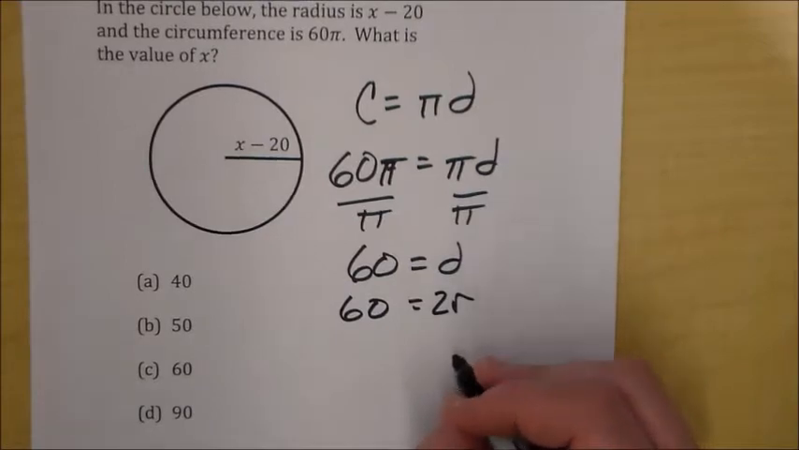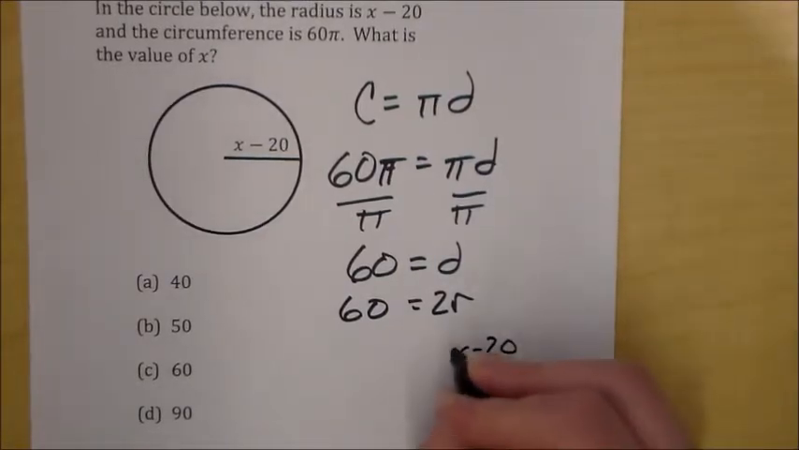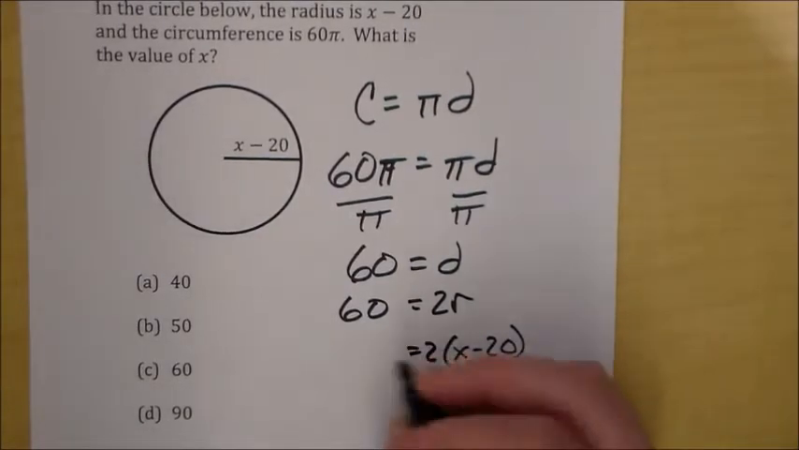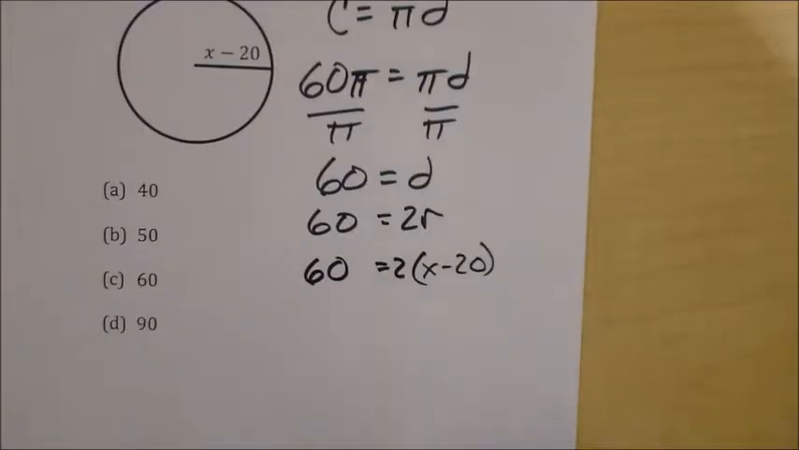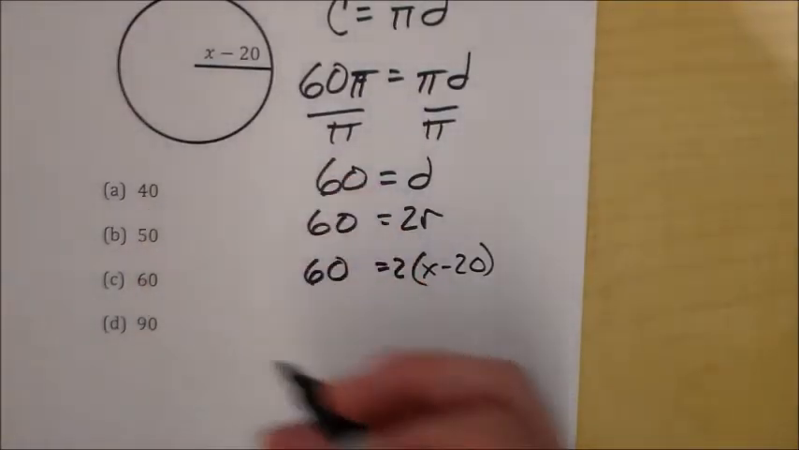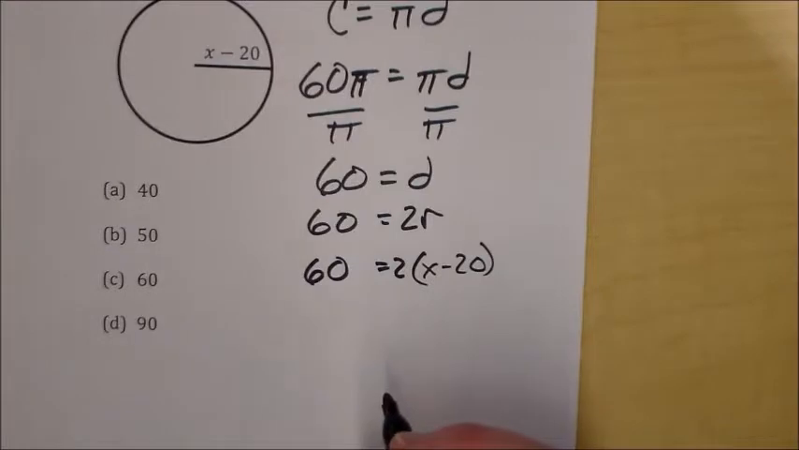Your radius is x minus 20. So 2 times x minus 20 will equal 60. And some of you are just like, I'm ready to guess and check. Well, that's cool. You can guess and check. This might be in the grid-in questions where you can't guess and check, but if you just want to get the answer, that's fine.